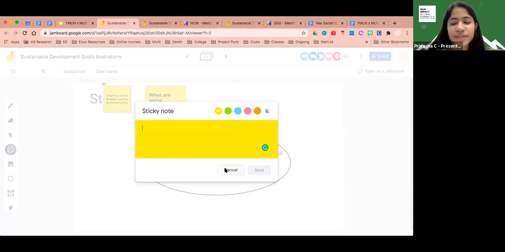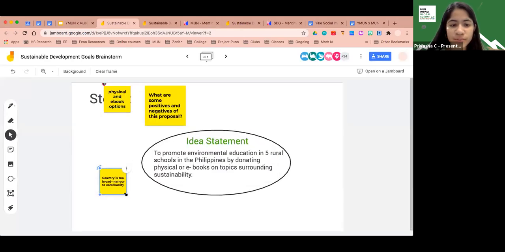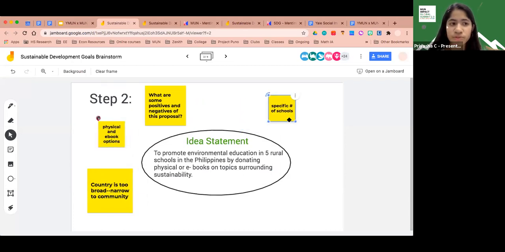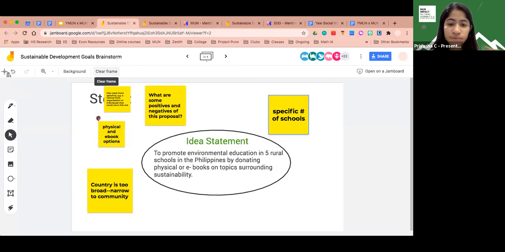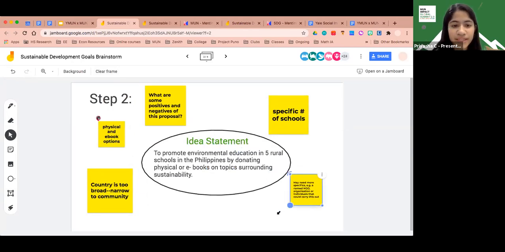So one thing that we could consider with this solution would be that the country level might be too broad. You may choose to focus on a local level instead. In this solution, it says 5 rural schools in the Philippines, but it doesn't really specify which part of the Philippines. And sometimes if your proposal is too broad, it might be more difficult to implement.